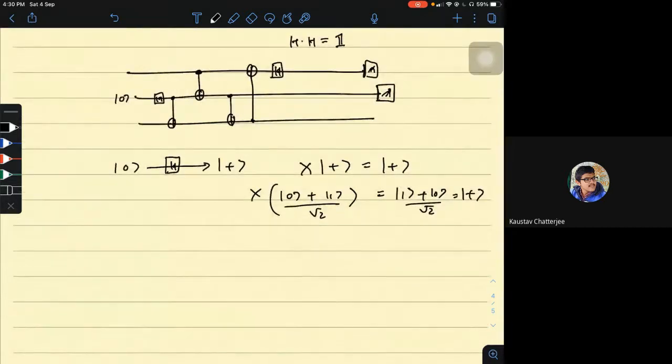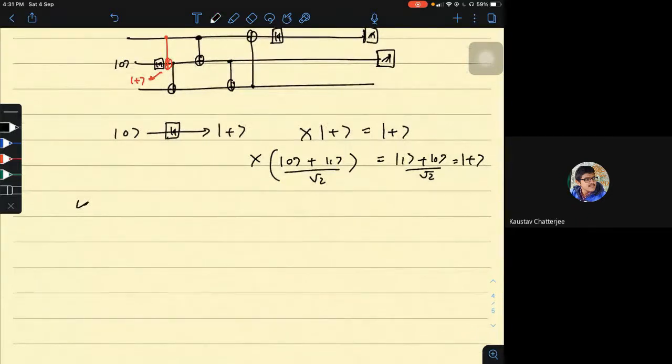So what I do is I add a NOT gate from here to here. Let me explain why. I add a NOT gate from here to here because this state is still a plus state, and the plus state doesn't change whether a CNOT is added or not. So hence I add this gate here.